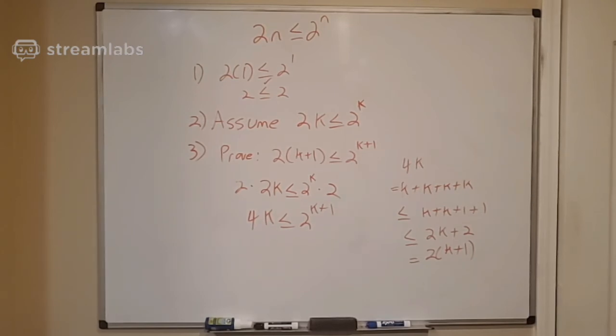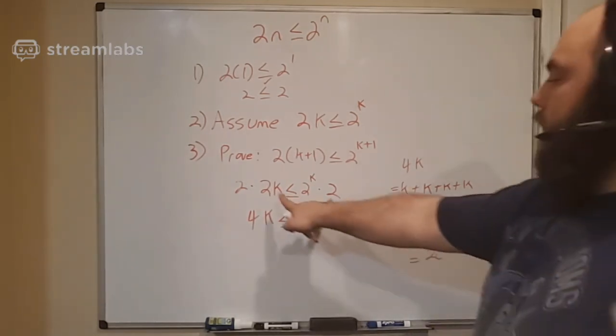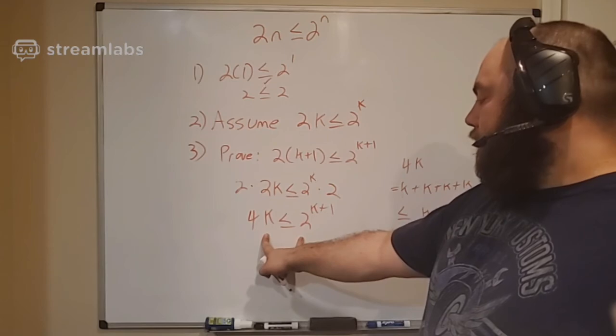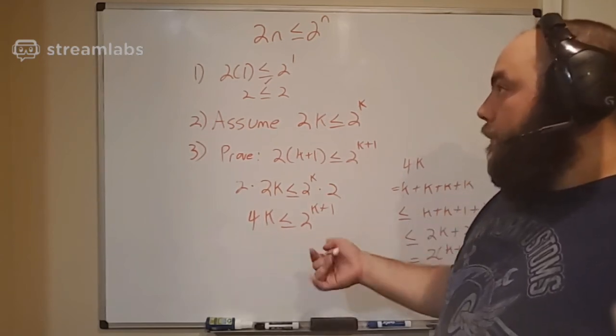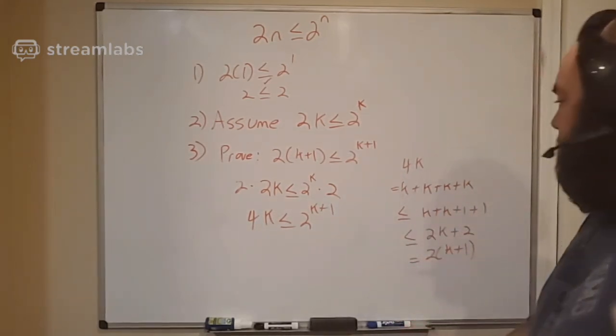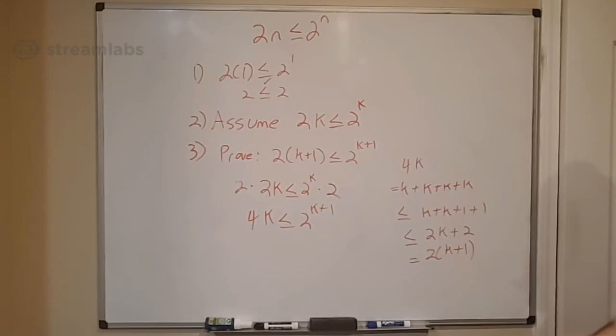So basically they multiply both sides by 2. They get to this. Wait, how did they get to 2 times 2k on the left side? It's 2k plus 2, I thought. Where? Right underneath the prove statement. It goes from 2 parentheses k plus 1 to 2 times 2k. No, this is what I'm trying to prove. I'm trying to get here.